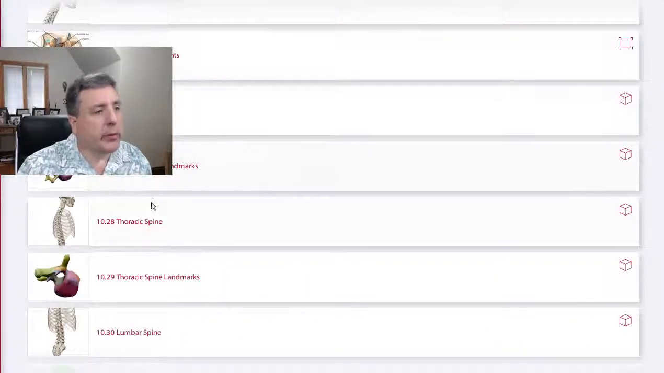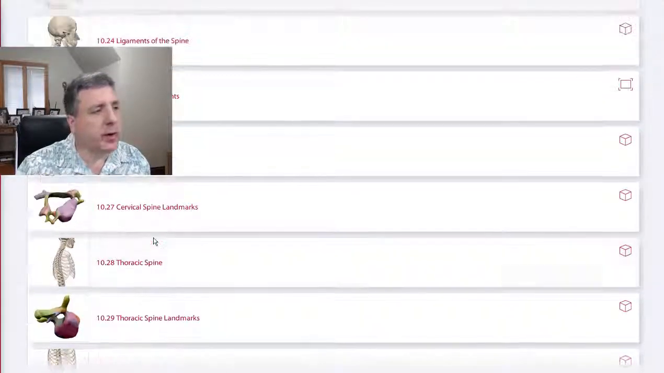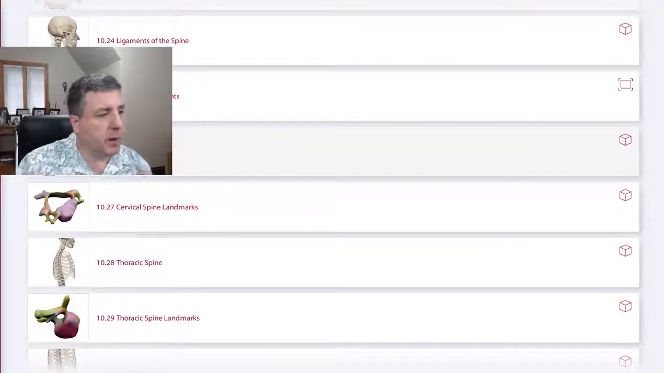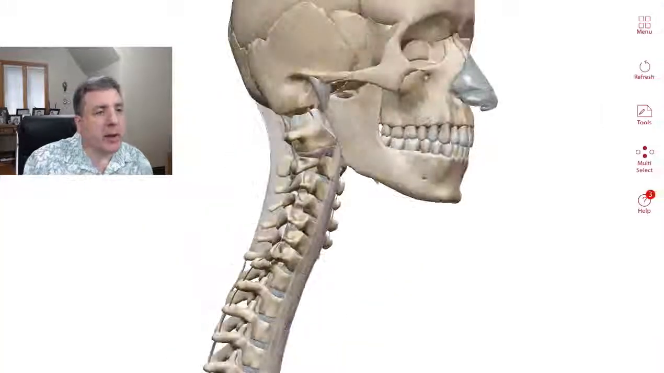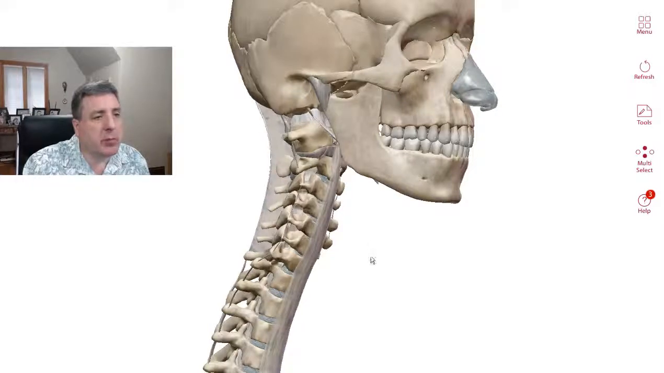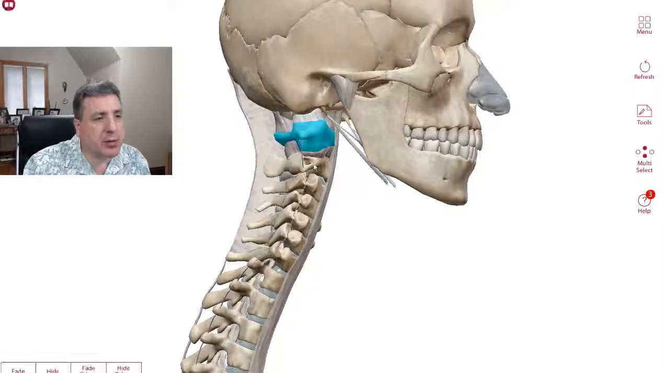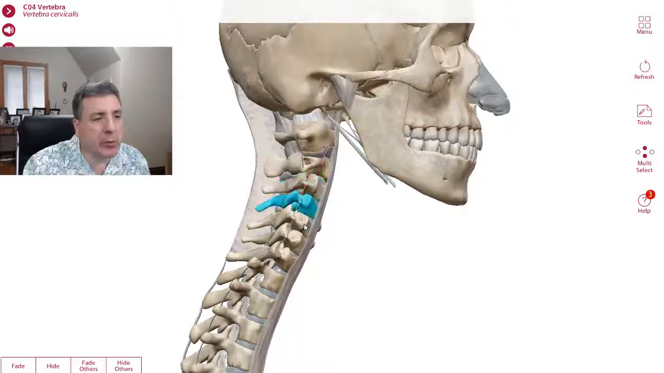So with the thoracic spine covered, let's look at the cervical spine. Cervical spine is going to be the upper portion, and these are the top bones. So this is C1, 2, 3, 4, 5, 6, and 7. Okay, those are those vertebra.